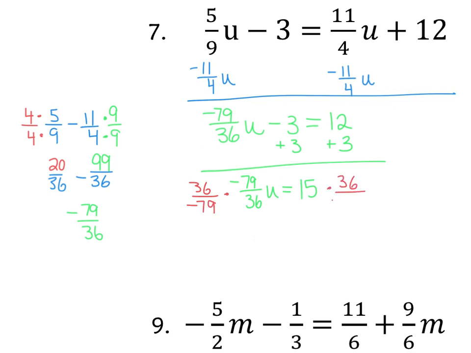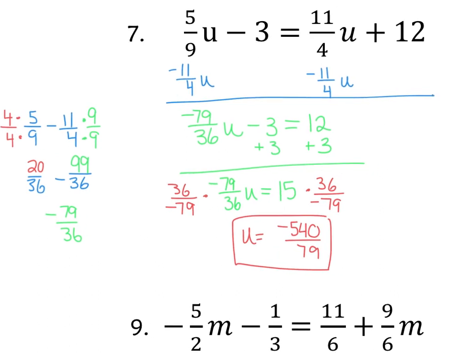And this actually ends up being kind of a nasty value. U is going to equal 15 times 36 is negative 540 over 79. An answer like this is going to make you think, oh, I probably messed this up somewhere along the way. Remember, plug it in, double check your answer. I just did that. I paused the video and I made sure that this was the correct answer because it does look kind of outrageous.